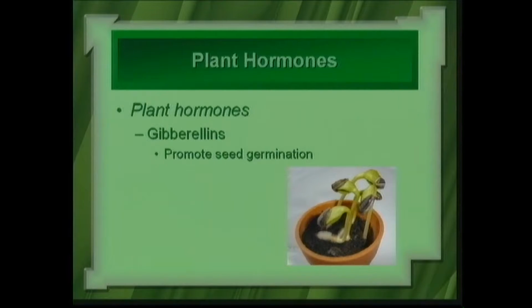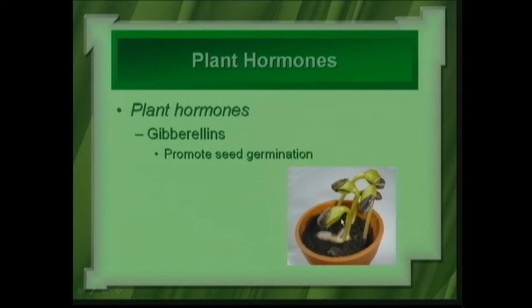Another thing is that gibberellins can also promote the germination of seeds. So here we have individual fruits of sunflower. This is actually a fruit, and the seed, of course, inside. Yes, these are actually fruits called achenes. The seed itself would have been the part of the sunflower that you would eat. That is actually the seed.